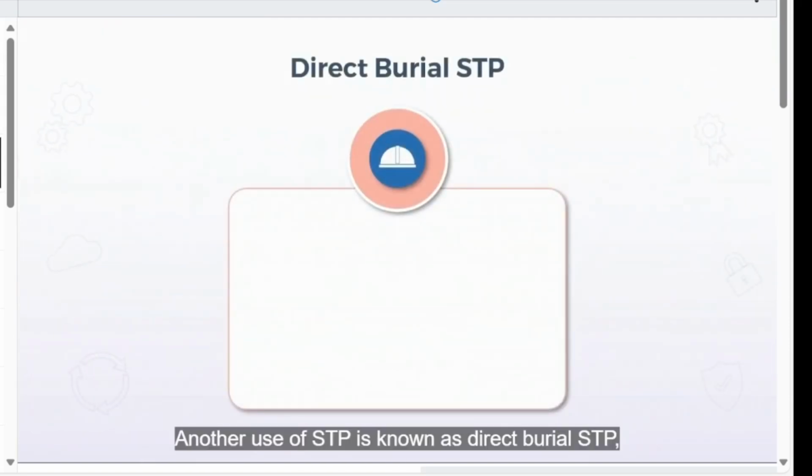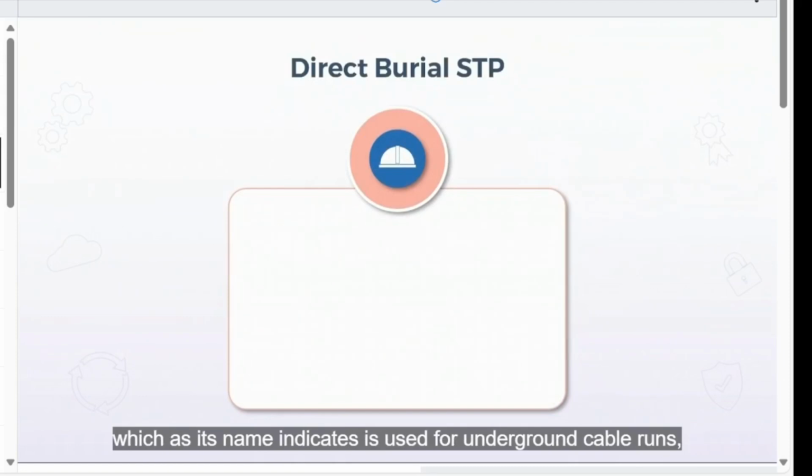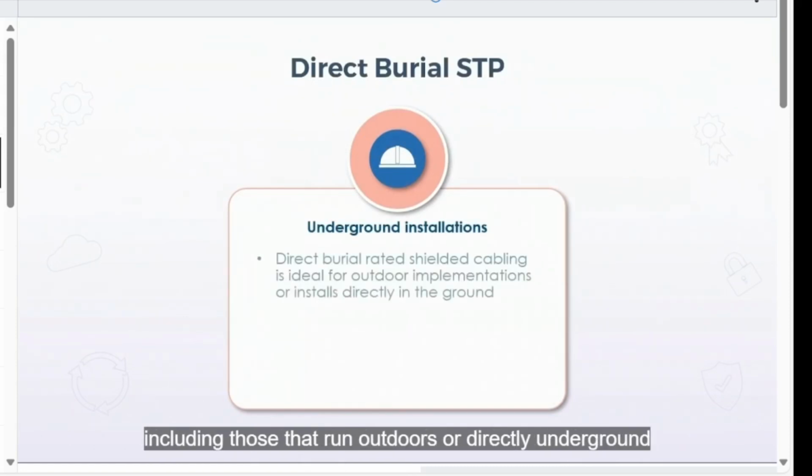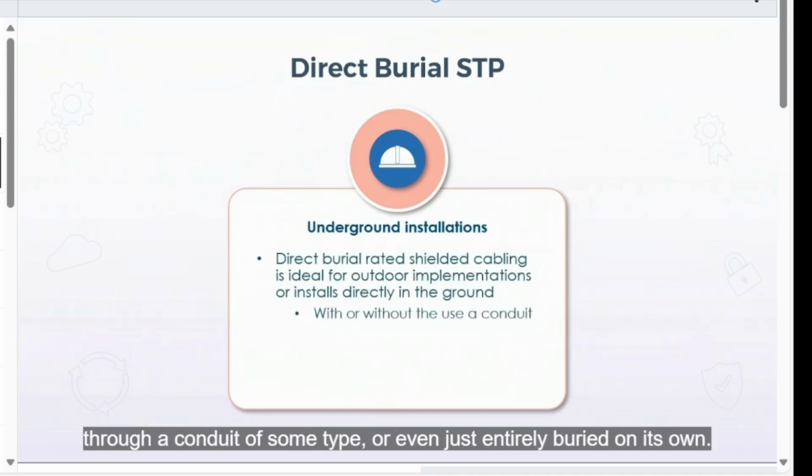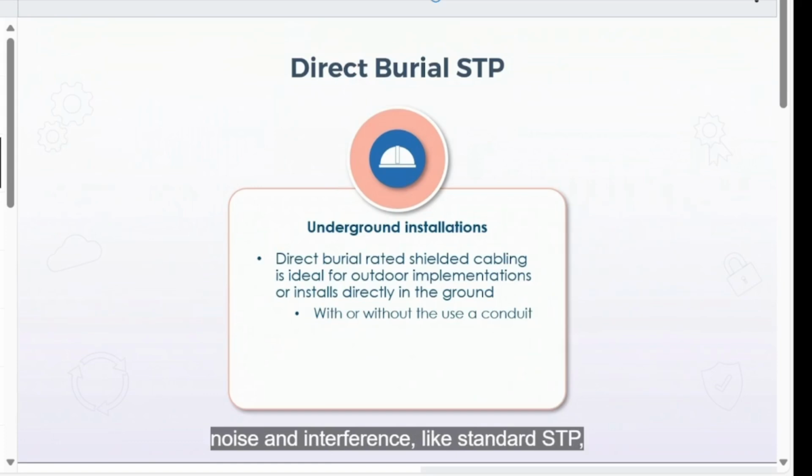Another use of STP is known as direct burial STP, which, as its name indicates, is used for underground cable runs, including those that run outdoors or directly underground through a conduit of some type, or even just entirely buried on its own. With this type of installation, not only is the cable shielded against noise and interference like standard STP, but it also uses a polyethylene jacket to protect it against the standard elements such as water and extreme temperatures.